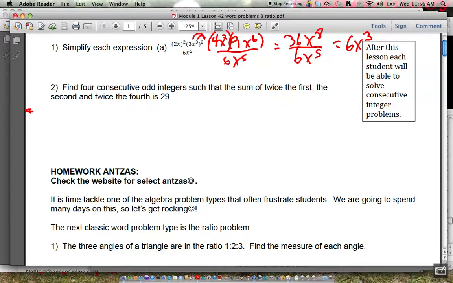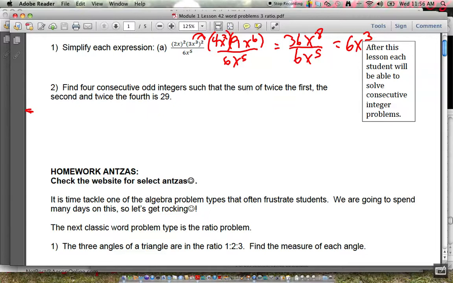All right, next one. Find 4 consecutive odd integers such that the sum of twice the first, the second, and twice the fourth is 29. Now, this is significantly more challenging than you did the other day. But let's work our way through it because I want you to see that it's really not that hard. So the other day when we were working on word problems for the first time, I said, look, word problems have one of two things to do. They're either about a shape or they're not. Okay? Is this about a shape? No. So what do we always set up if it's not about a shape? A table. A table, good.